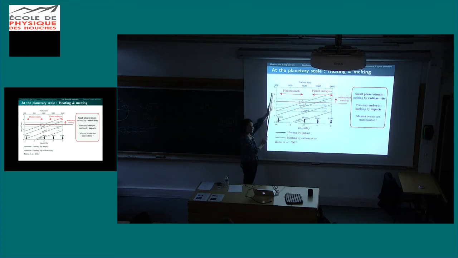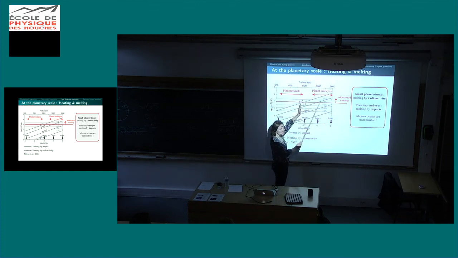So as a summary of this graph, for the early stage of accretion, for planetesimals, heating and melting will be dominated by radioactive decay. And for the late stage of accretion, for planetary embryos, it will be dominated by impacts, because you can see that those lines are actually much higher than those ones.